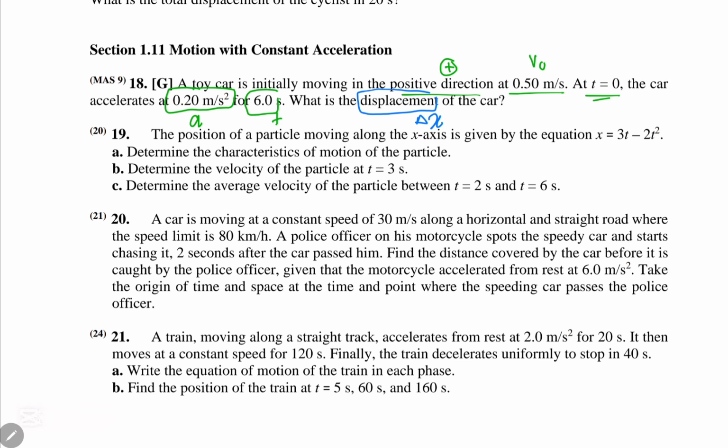And what's the equation? If I have my acceleration, my time, and v initial, delta x is going to be equal to 1 over 2 at squared plus v0t. Now, why do I not add x initial? Because delta x is x final minus x initial.